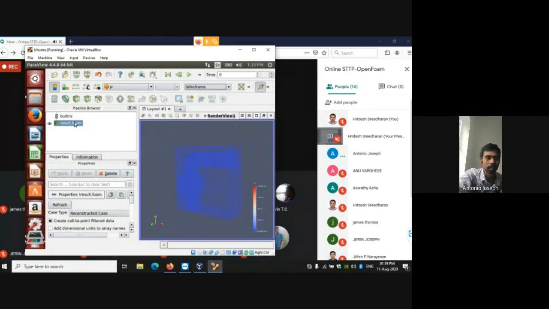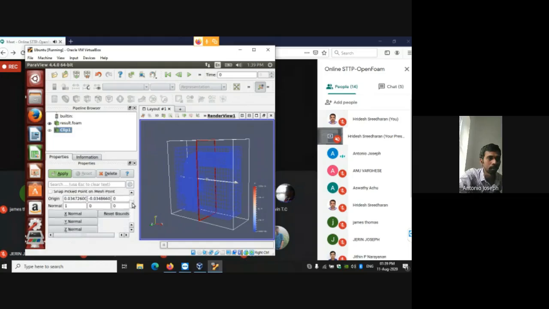So just select the geometry and then click on the clip. And then again, as I had shown in the morning, I am going for Z normal because I want to see the entire section. So I click on the Z normal and then I am clicking on apply.